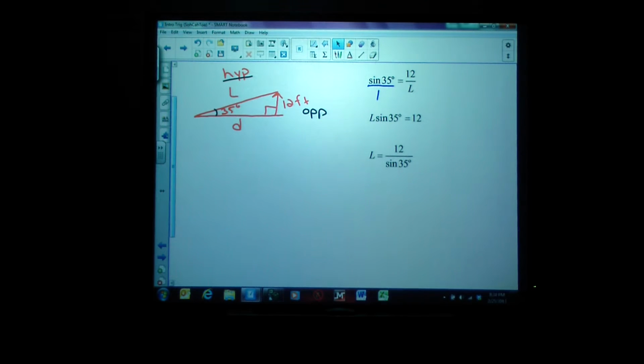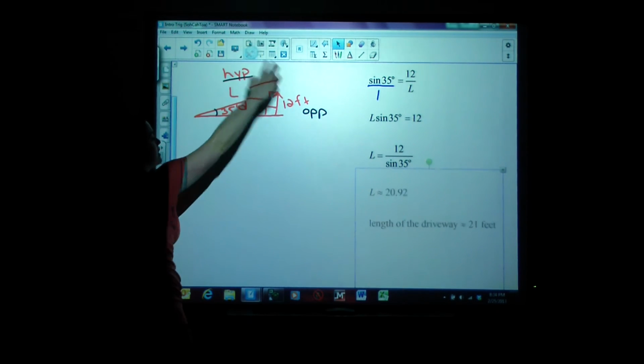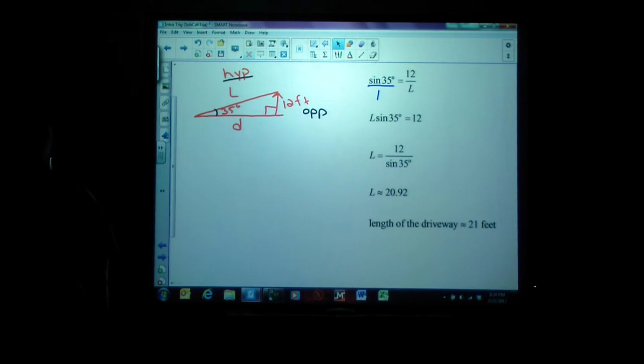Now, from there, that's the exact answer. If they want exact, they may just leave the answer looking just like that, 12 over the sine of 35 degrees, and that's fine. You may have a decimal approximation or be asked to round to the nearest foot, and if you type that in your calculator, when your calculator is in degrees, you're going to find that the length of the driveway is approximately 20.92 or about 21 feet long.